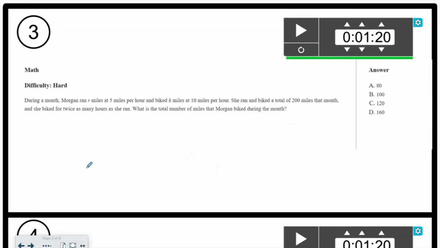Okay. So the way that I did this one, there might be a quicker way, but just looking at it really quickly, I immediately think of distance equals rate times time.